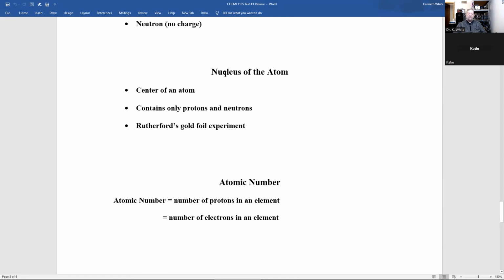Next, I talked about the nucleus of the atom. What's that? That's the center of the atom. And you should know it contains only protons and neutrons. The nucleus contains only protons and neutrons.